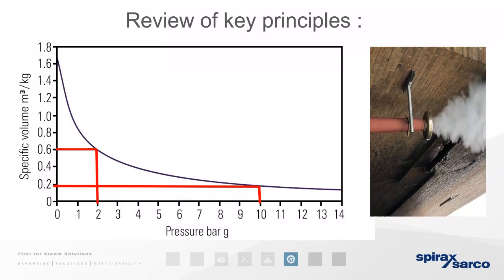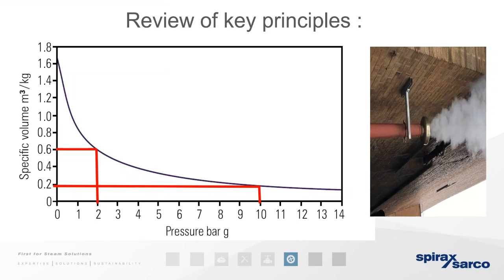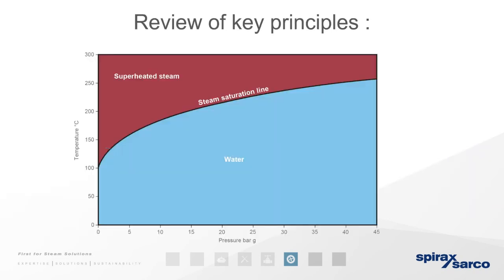And this is frequently vented to atmosphere, so as not to cause any issues within the condensate network, which means that you have a loss of energy. And those are the type of things that we need to recover, which we will have a look at during this presentation.